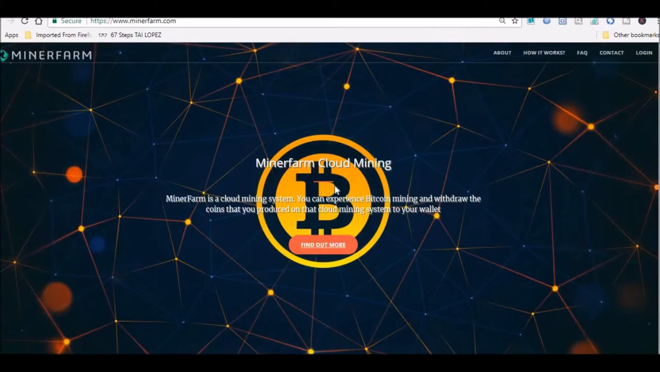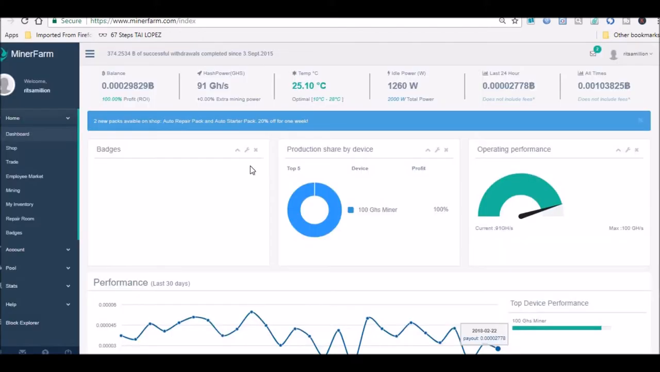And here's the other site I was talking about. The link will be in the description, guys. It's called Miner Farm. It's a cloud mining thing that you can actually join for free, and they give you 100 giga hash. Okay, so here we are inside my control panel, and I've got 91 giga hash left.